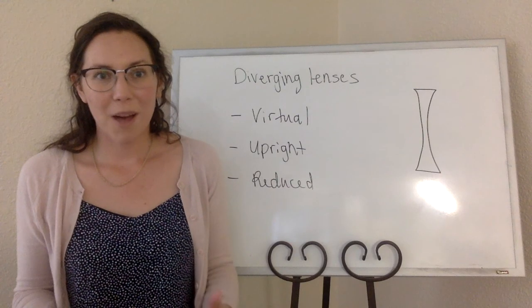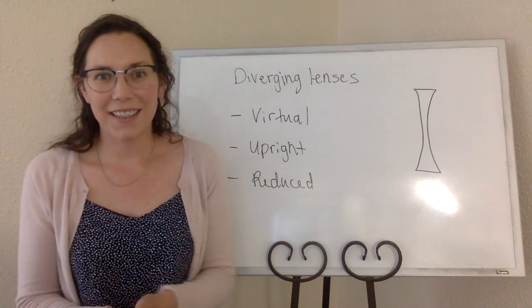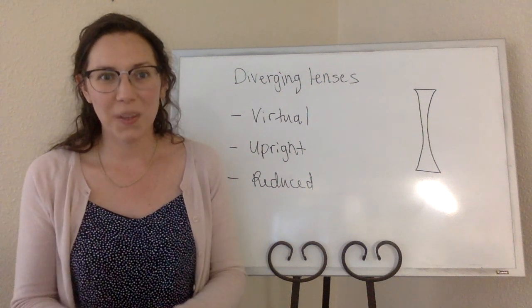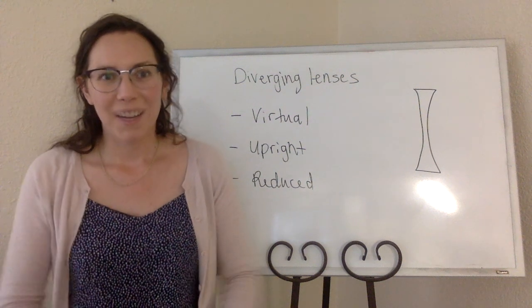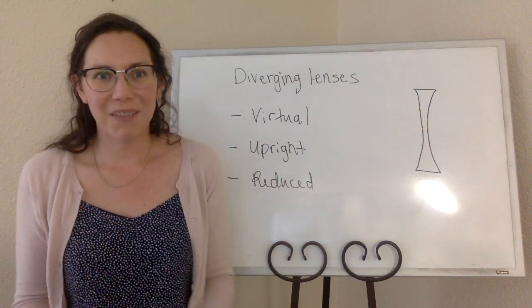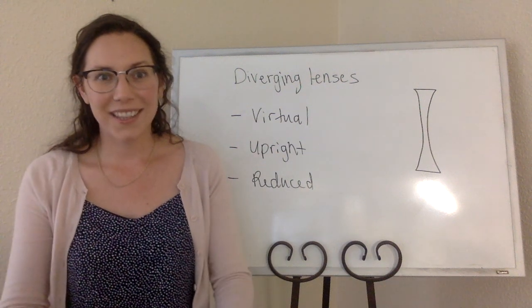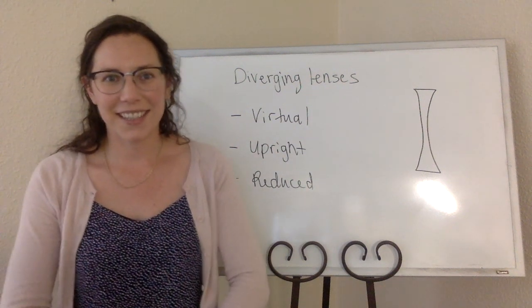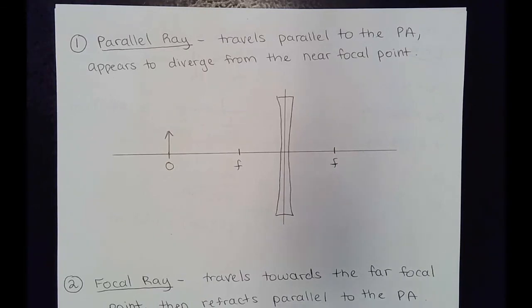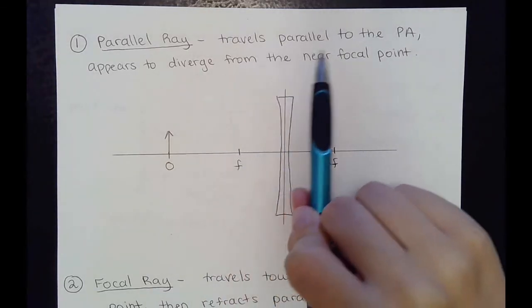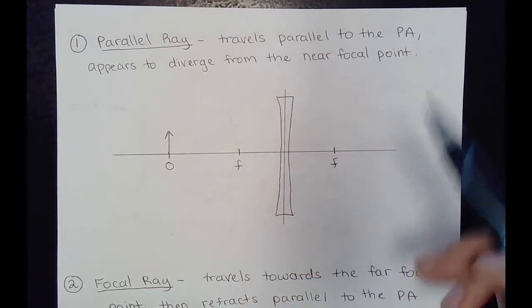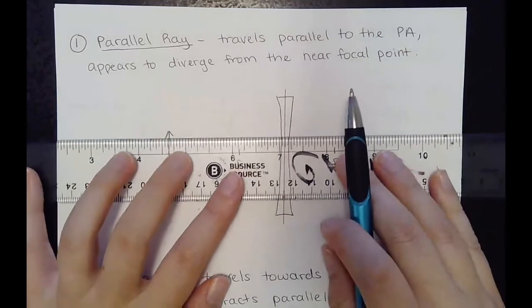No matter where the object is placed, diverging lenses always form an image that is virtual, upright, and reduced. Remember now that since this is a lens, a virtual image forms on the same side as the object. Okay, now let's look at ray tracing for diverging lenses. The first ray I'm going to go through is the parallel ray. This travels parallel to the principal axis and then appears to diverge through the near focal point.